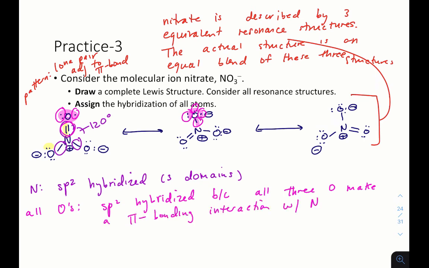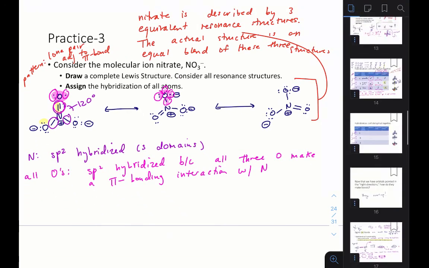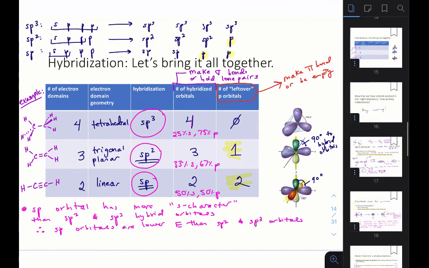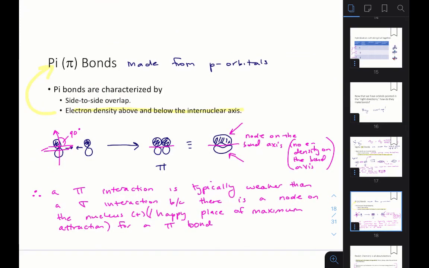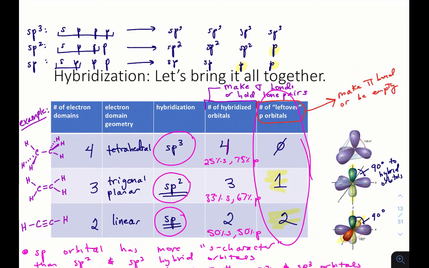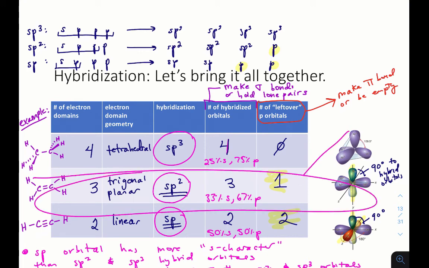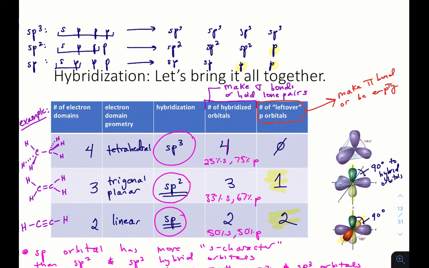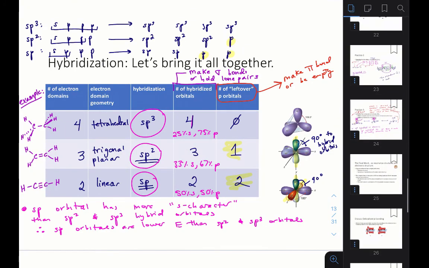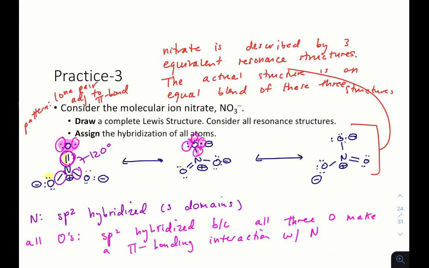What is necessary to make a pi bonding interaction? P orbitals are necessary to make pi bonding interactions. Do sp3 hybrid atoms have p orbitals? No, they do not. Thus, the oxygen atoms cannot be sp3 hybridized. They must be sp2 hybridized and have a p orbital to accommodate that pi bonding interaction that we see in these resonance structures for nitrate.